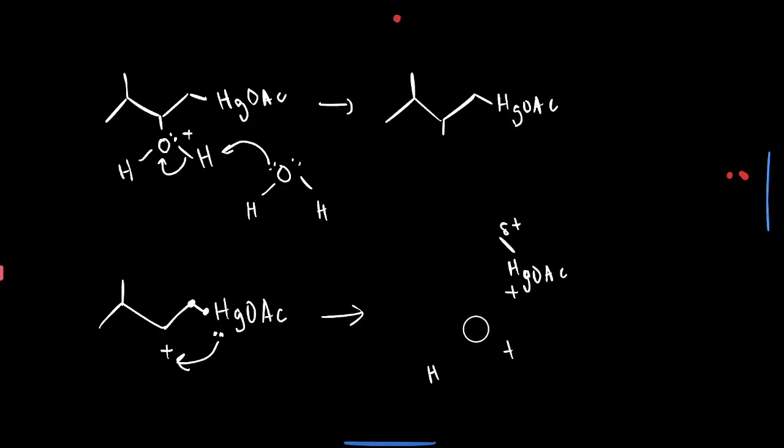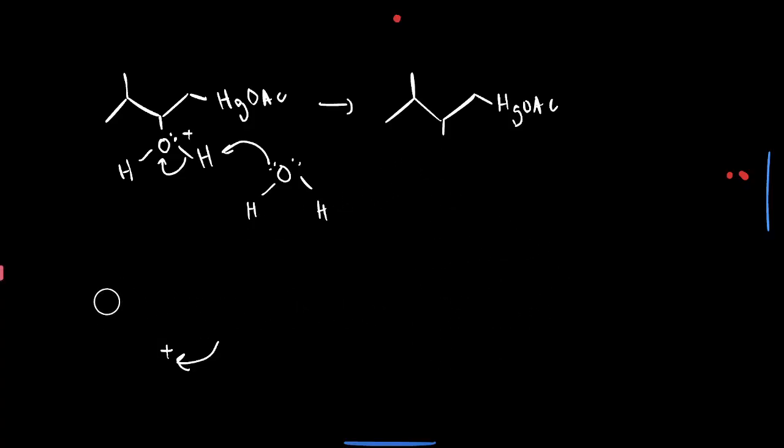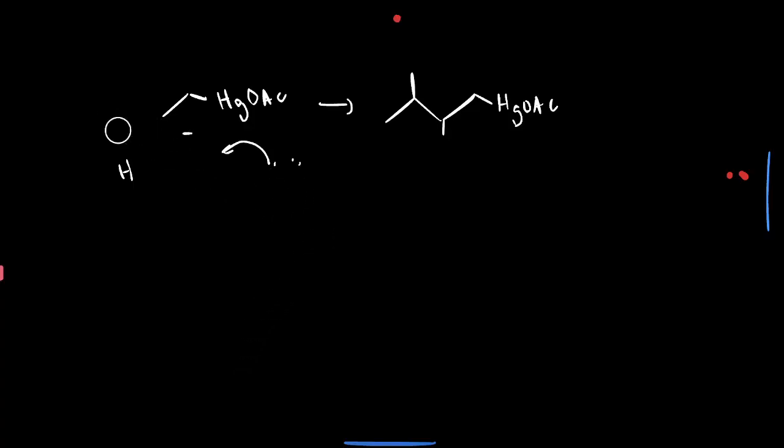So kind of getting rid of this, hopefully you noted it down, what we have now is going to be very close to our final product, right? We have an OH on a Markovnikov alcohol, right? But we just still have this HgOAc on this primary carbon.